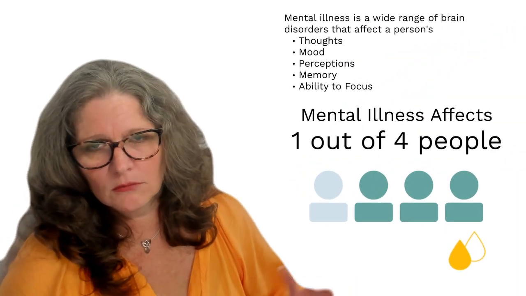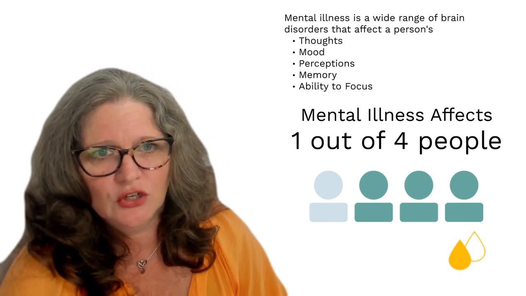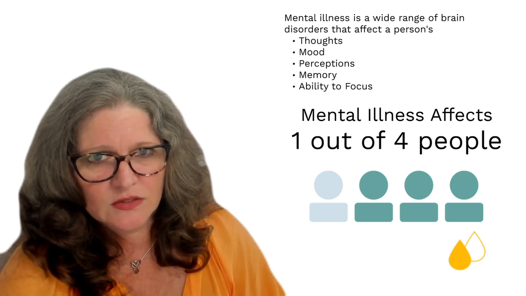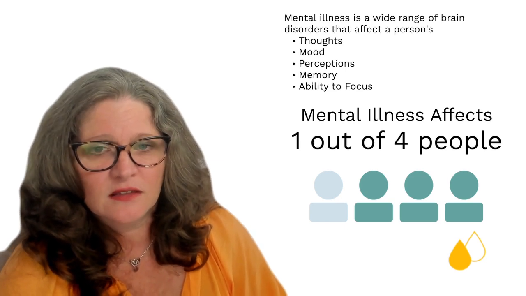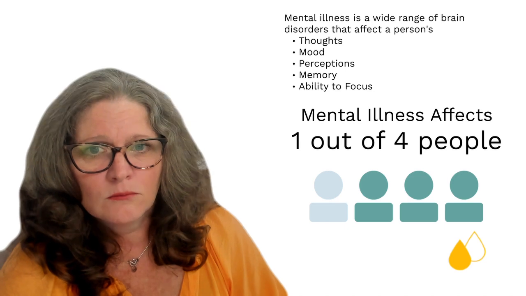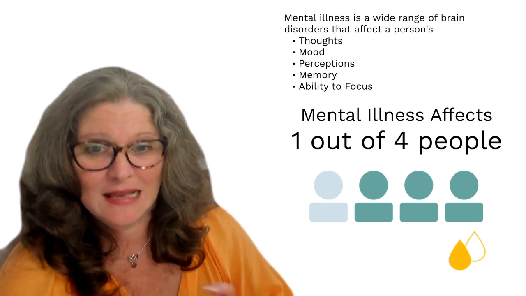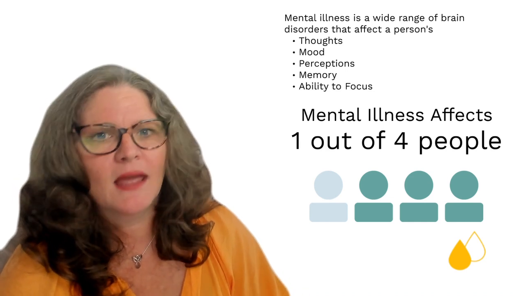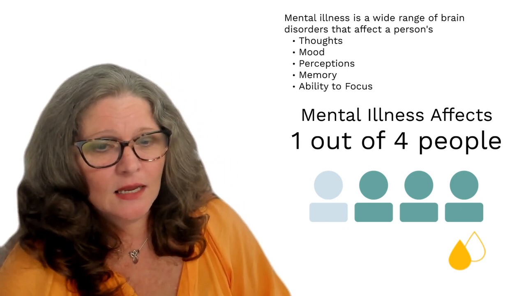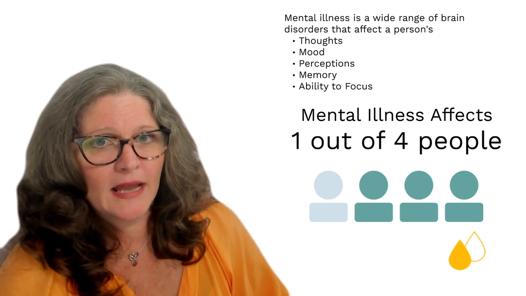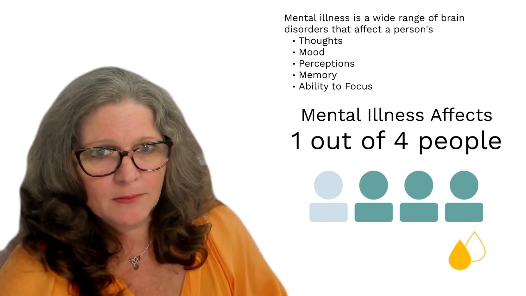Now here's some information to know. Mental illness, as a general term, is a wide range of brain disorders that affect, and I'm going to say it again because it's really important, a person's thoughts, moods, perceptions, how they remember things, which is tied to perception, and their ability to focus as well. Surprisingly, mental illness affects 1 out of 4 people. That's a little crazy if you think about it. 1 out of 4 people.